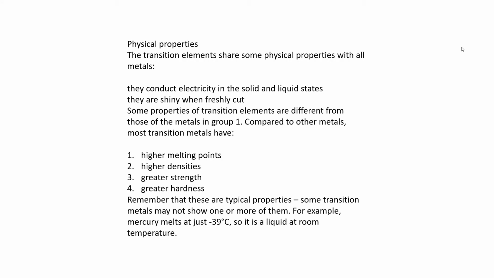Alright, let's have a look at the properties of transition metals. The transition elements share some physical properties with all metals. They conduct electricity in the solid and liquid states. They're shiny when freshly cut. Some properties of transition elements are different from those of the metals in group 1. Compared to other metals, most transition metals have higher melting points, higher densities, greater strength, and greater hardness. Now, these are typical properties. However, some transition metals may not show one or more of them. For example, mercury melts at minus 39 degrees, so it is a liquid at room temperature.